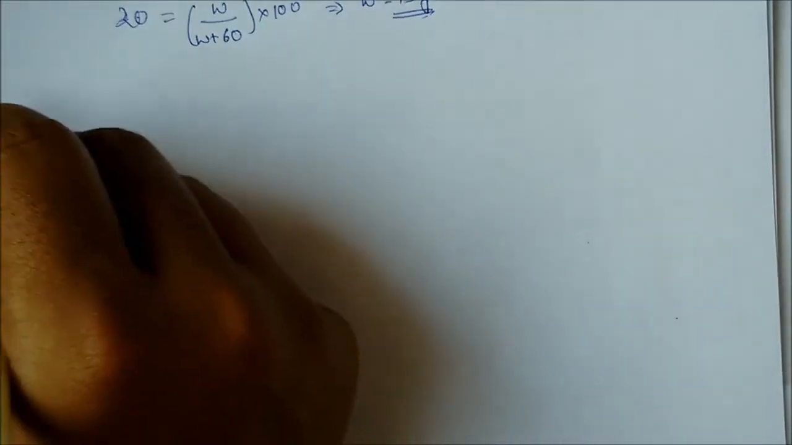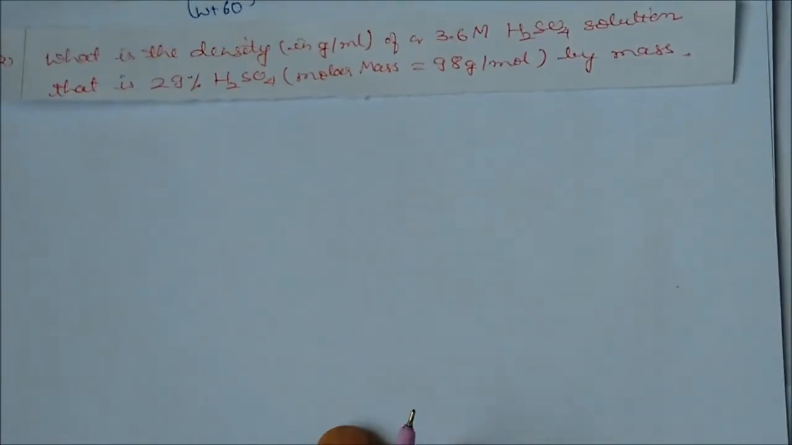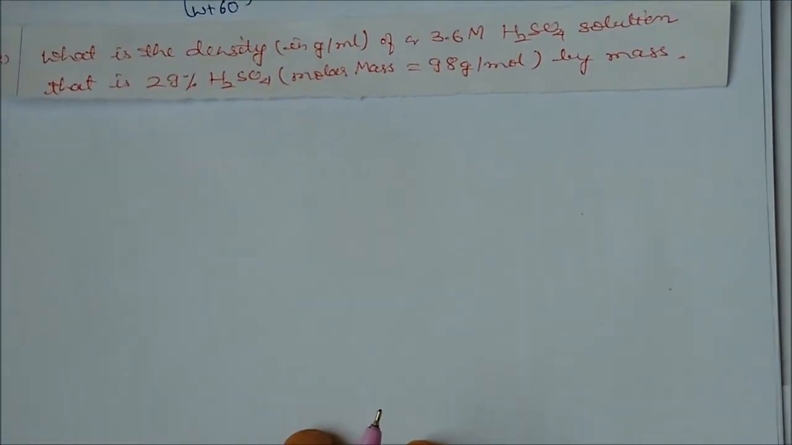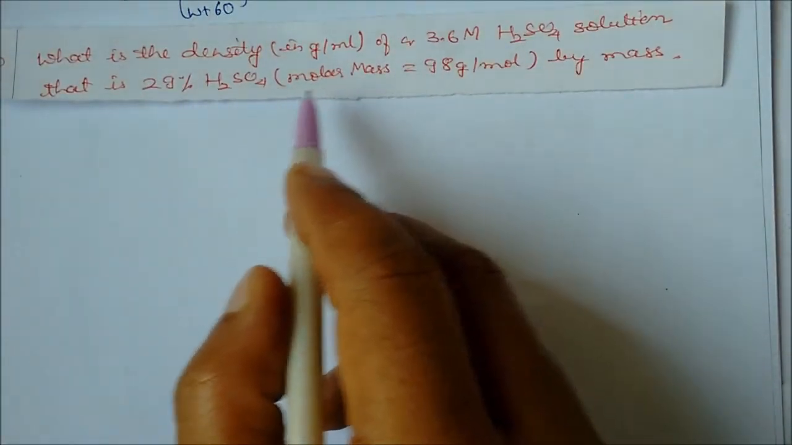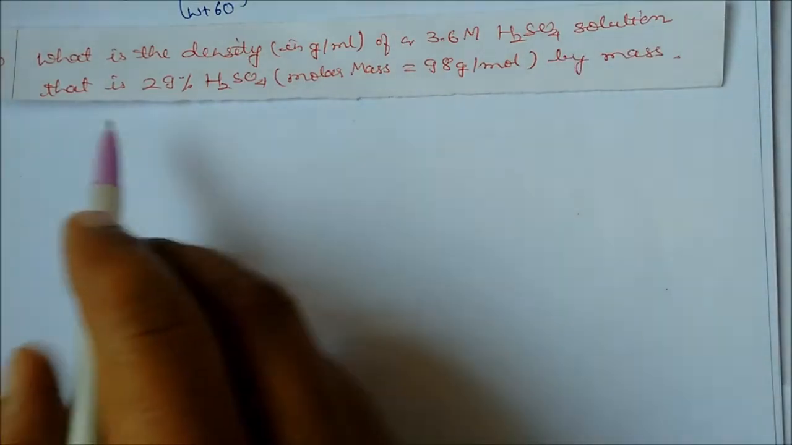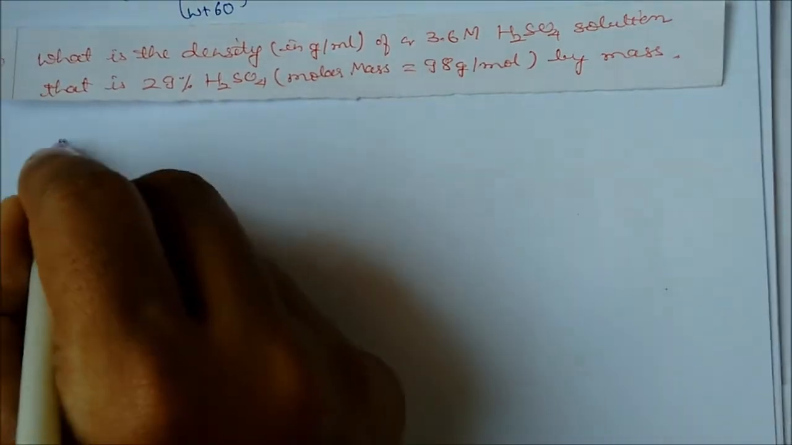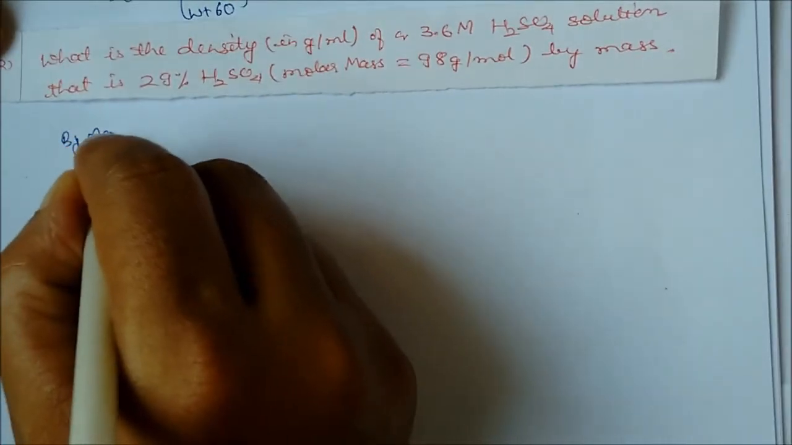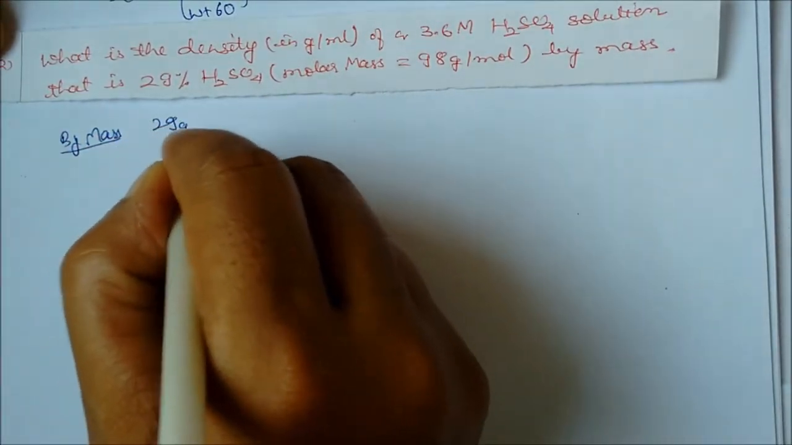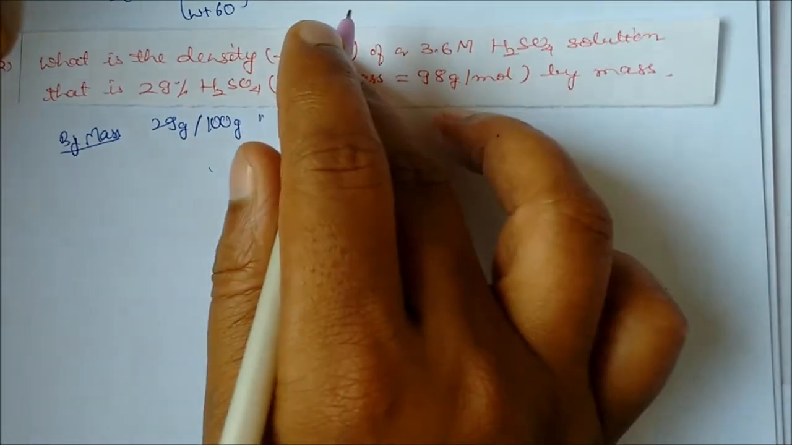So the next question is: what is the density, in gram per ml, of a 3.6 molar H2SO4 solution that is 29% H2SO4 by mass, whose molar mass is 98 grams. So 29% H2SO4 by mass is given. By mass means 29 grams in 100 grams of solution. So this is your 100 grams of solution.